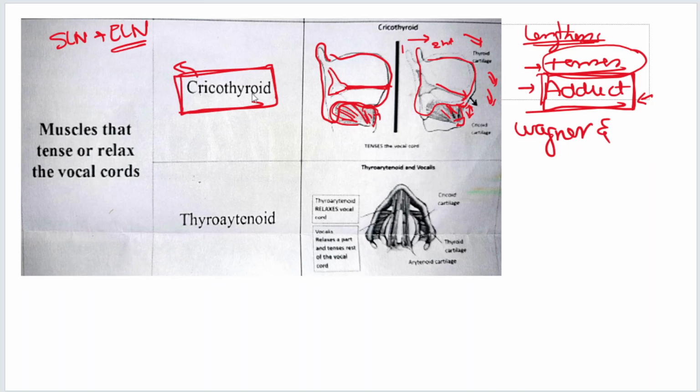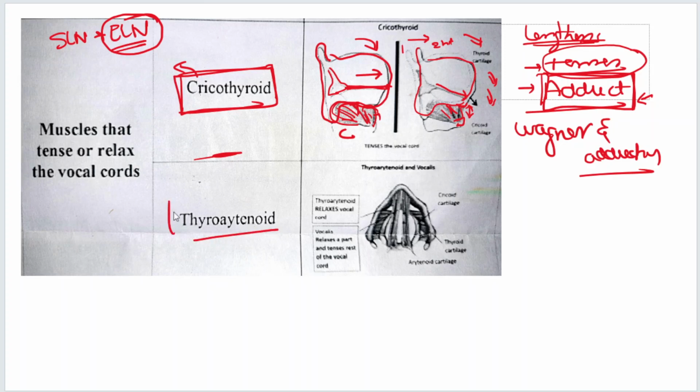So basically, what does the cricothyroid do? Cricothyroid is in between the cricoid cartilage and the thyroid cartilage. It pulls the thyroid cartilage anteriorly, thereby lengthening the vocal cord, thereby causing tension or tensing the vocal cord. And it also has an additional function of adducting the vocal cord. So this is what you have to remember about the cricothyroid. And cricothyroid is the only muscle which is not supplied by the recurrent laryngeal nerve. It is supplied by the external laryngeal branch of the superior laryngeal nerve.